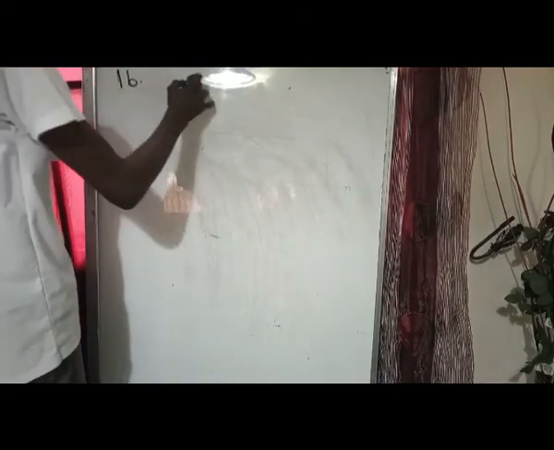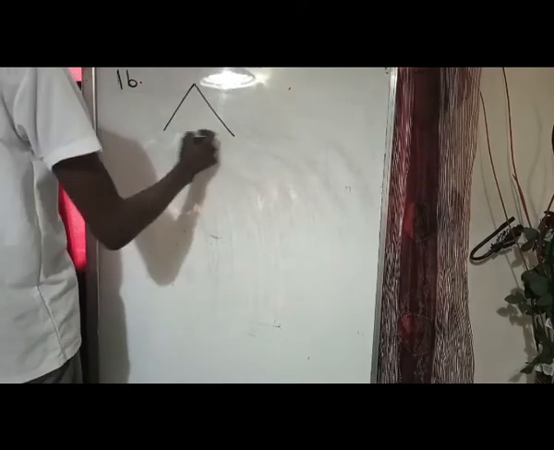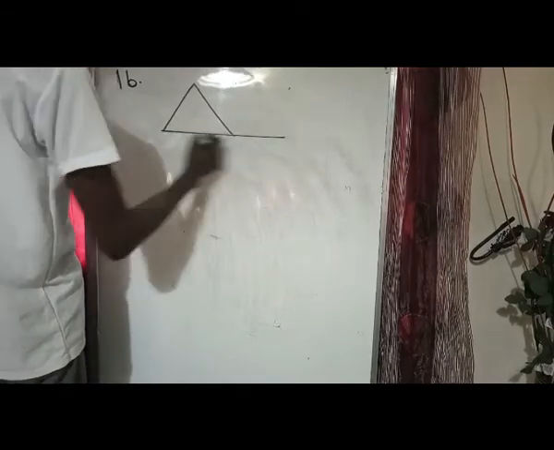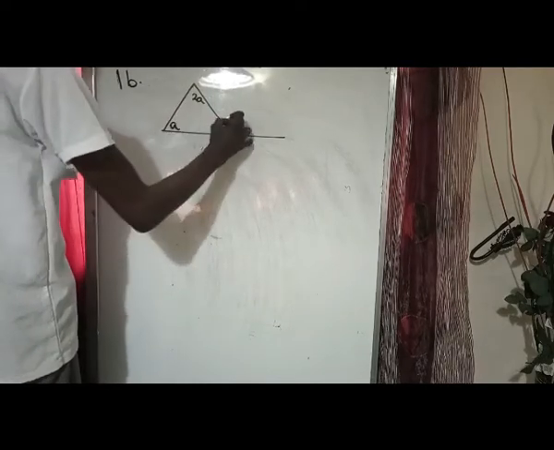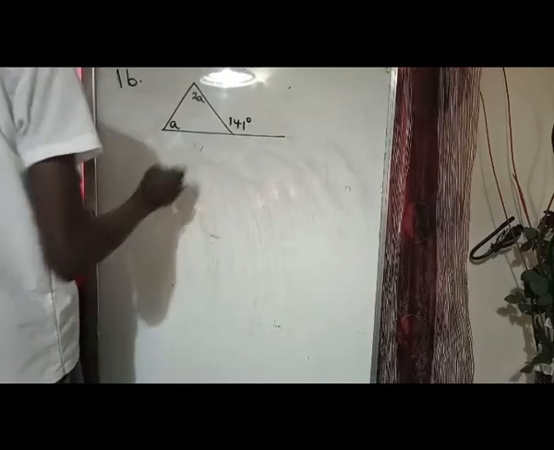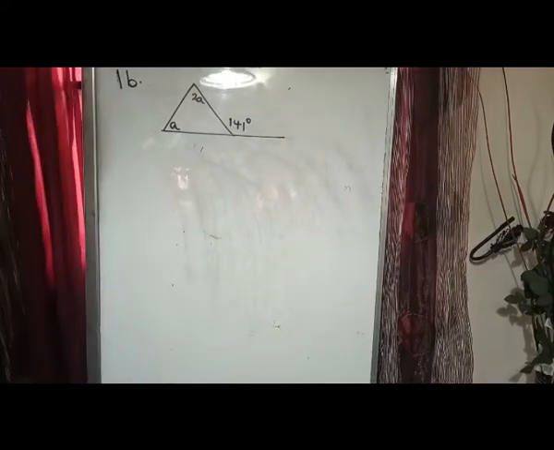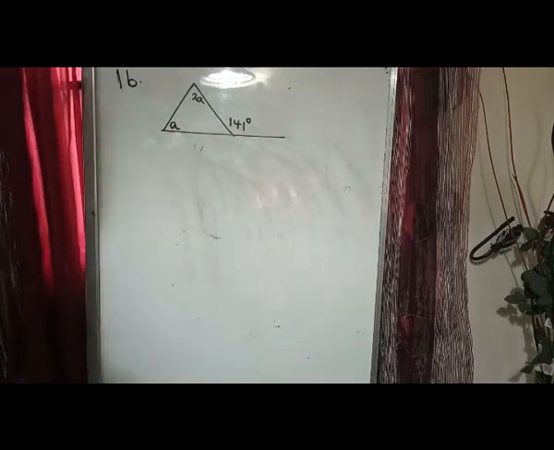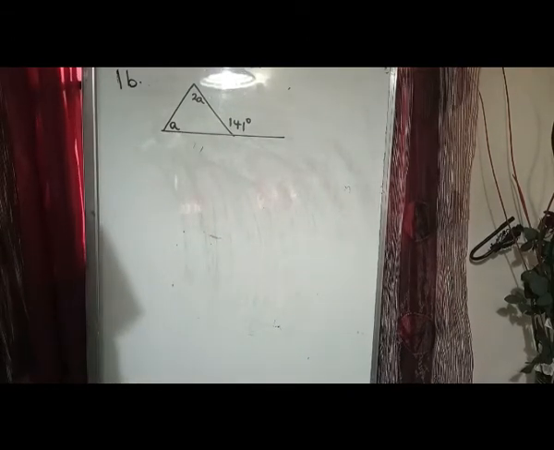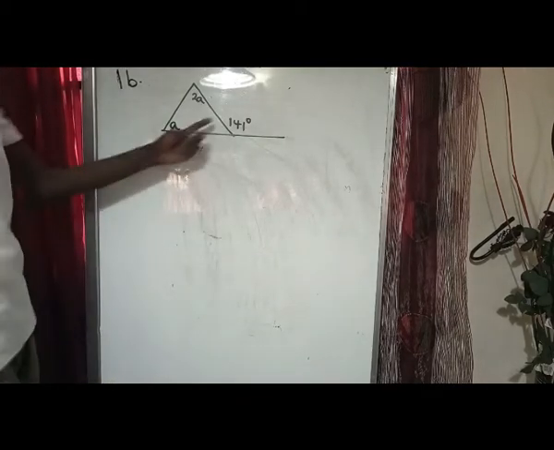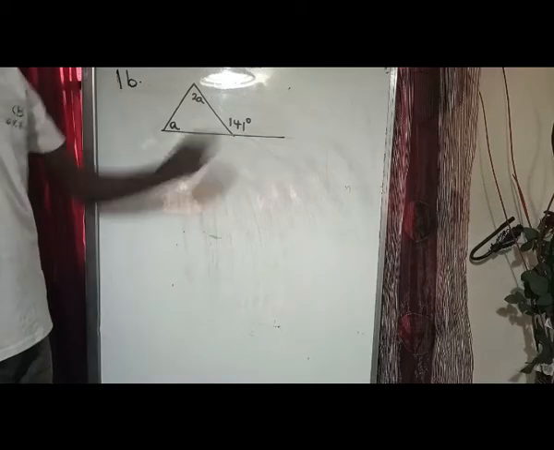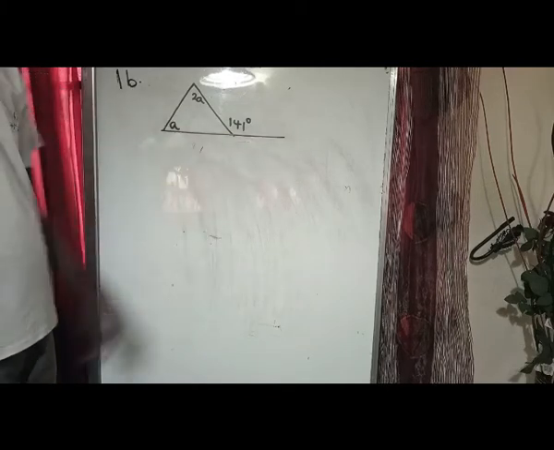Okay, so let's look at question 1b now. Now in 1b, what do we have? We have a diagram that's essentially a triangle: 2a, this is a, and this is what? 141 degrees. 2A, A, and 141 degrees. So how do we go about solving that? Very simple. Now, this is a triangle with this side produced out.